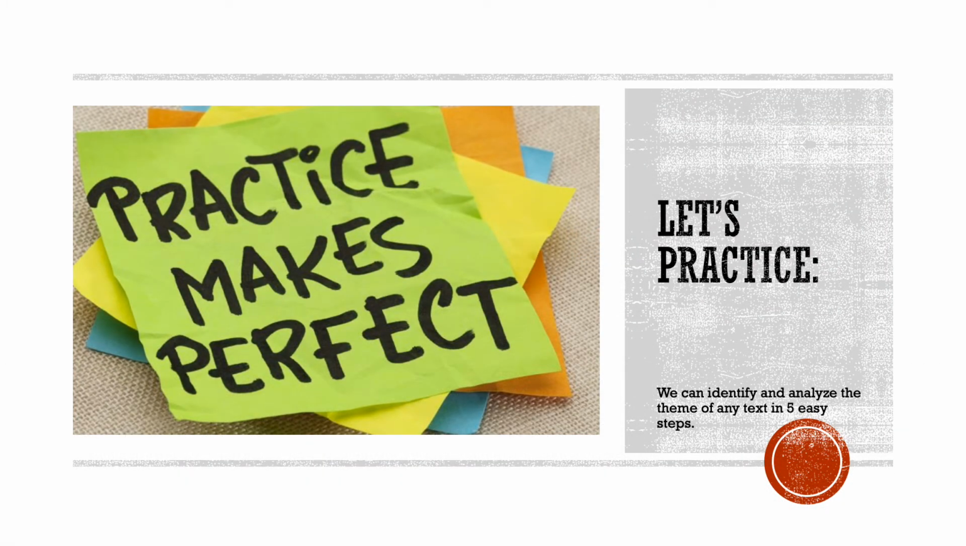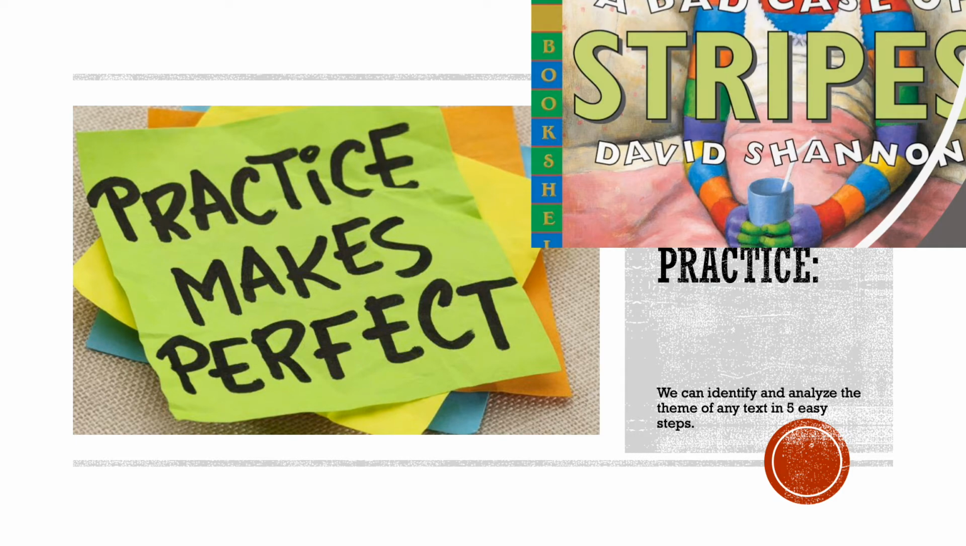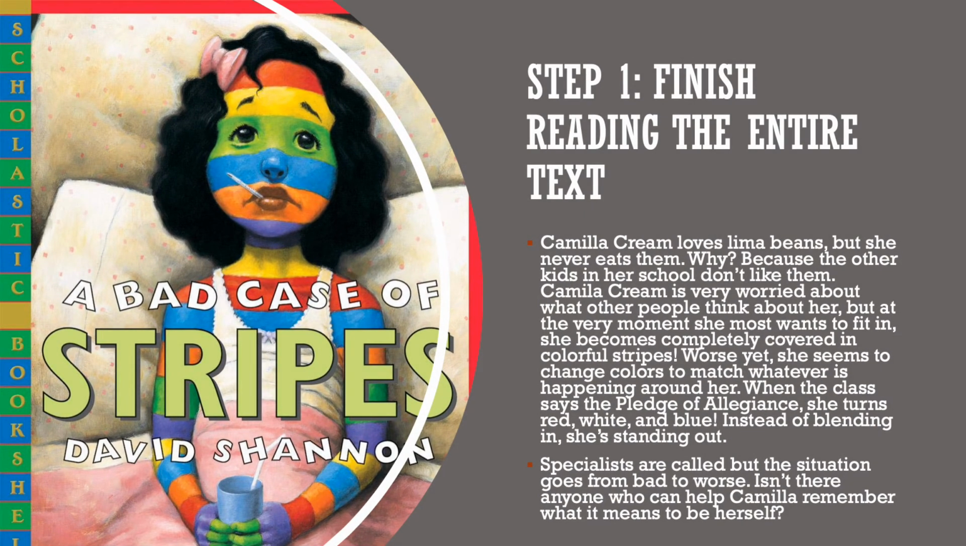So let us practice together how to identify the theme of a story. We can identify and analyze the theme of any text in 5 easy steps. Step 1. Finish reading the entire text. Today I'm presenting the story A Bad Case of Stripes by David Shannon. Let me tell you a little bit about this story.